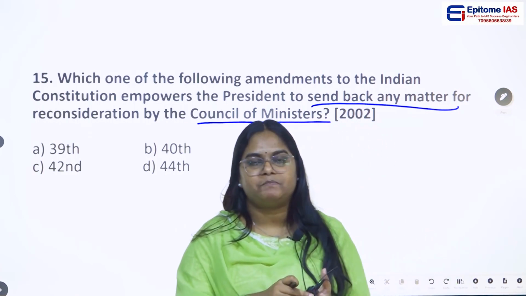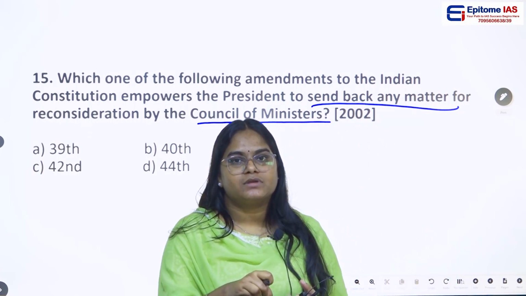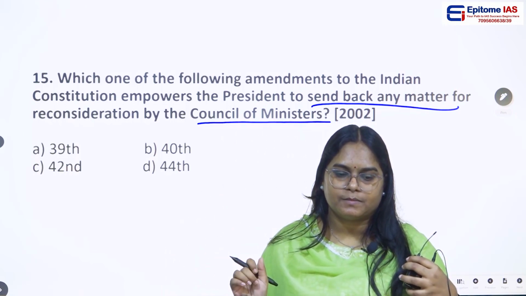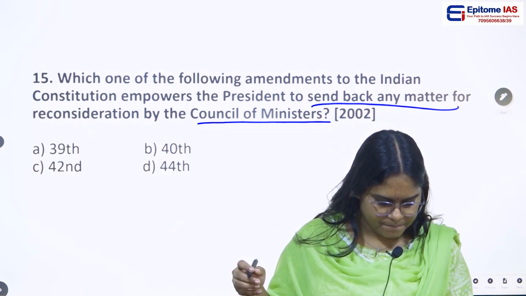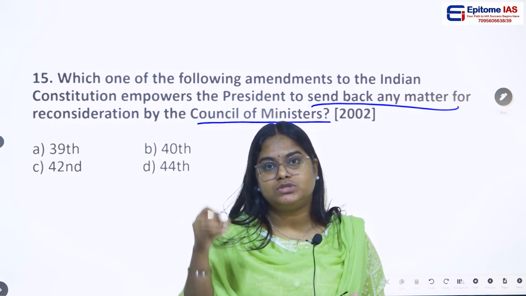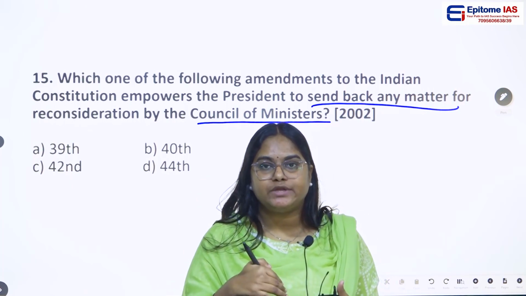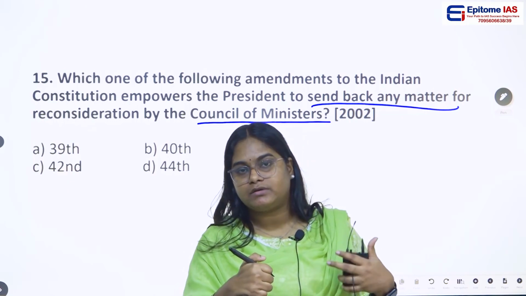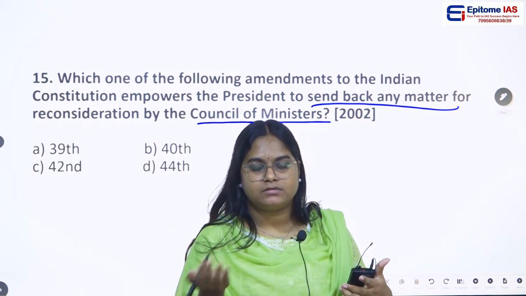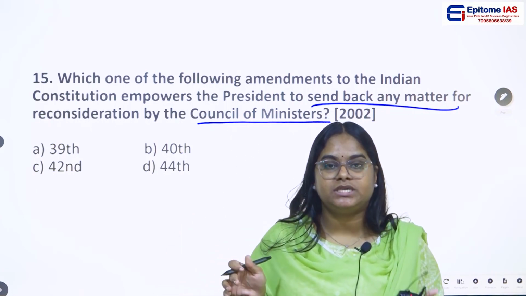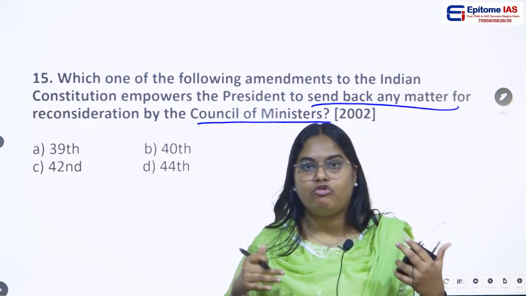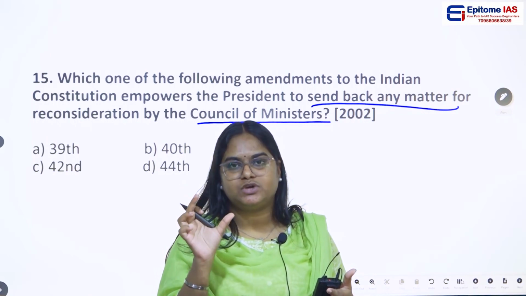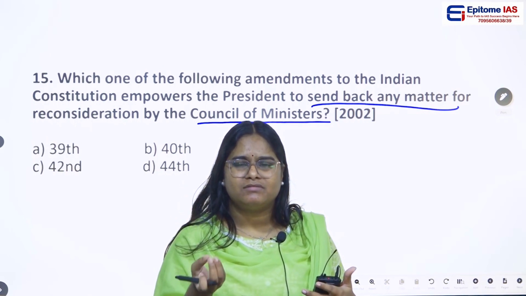Obviously, the Constitution has clearly mentioned that the President has to listen to the Council of Ministers. He can't go against the recommendation of the Council of Ministers. If the Council of Ministers take a decision and give it to the President, he must give his assent. He can't go against the recommendation.